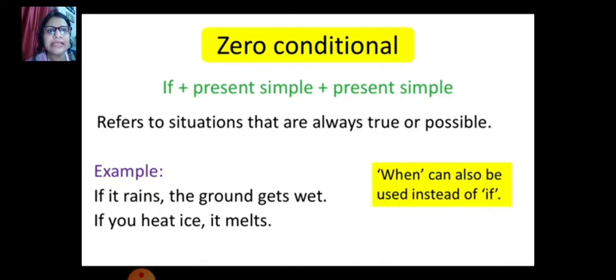It simply means it is all about the true and possible. If it rains, it automatically means that the ground, or wherever it rains, that thing gets wet. And if you heat ice, ice is made up of water. If you heat it up, obviously it's going to melt. So hope it is understood to you. Sometimes in conditionals, you might have seen that instead of if, somewhere you will find when also. So don't get confused about how come it's when over there. These are exceptional cases, but sometimes you will find when also there.